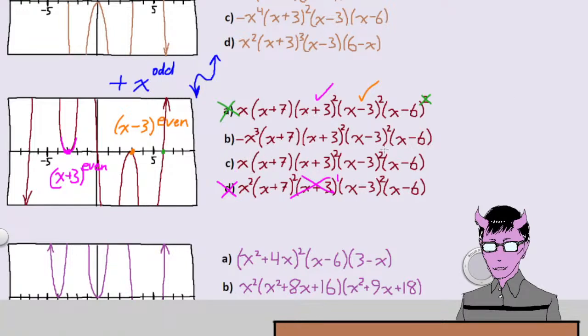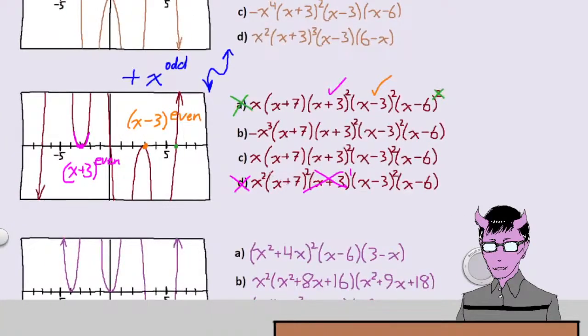Everything else, aside from those two, right? Everything else will have an odd exponent. Yes. So the only thing left we have to check is the end behaviors, and we could probably eliminate one of these choices.